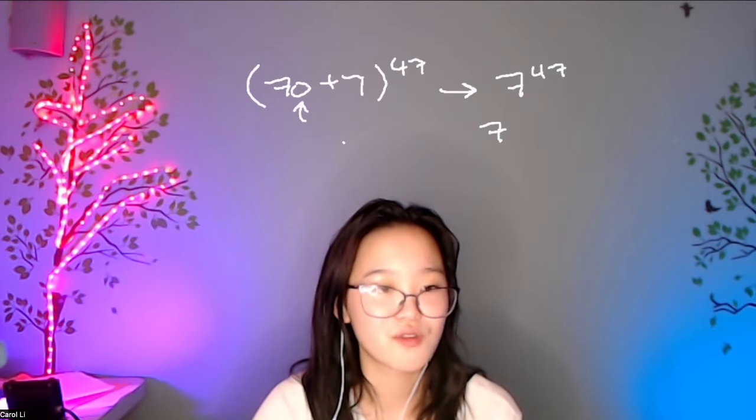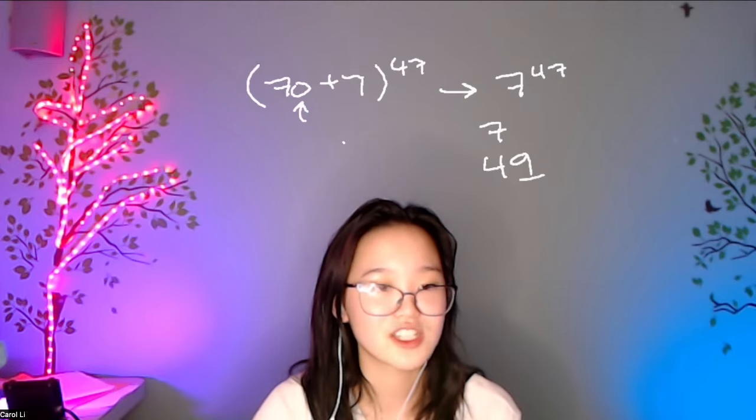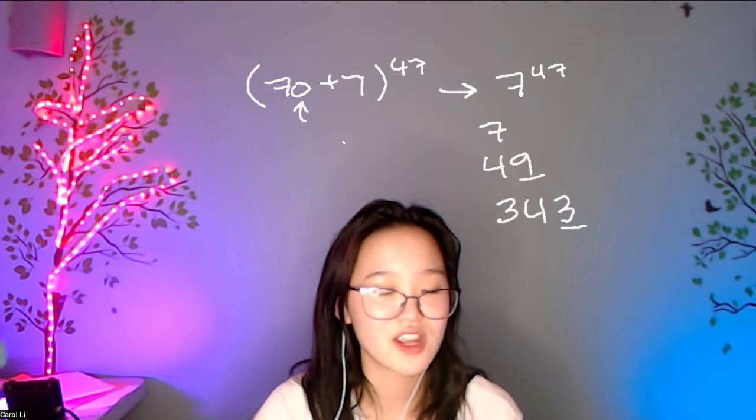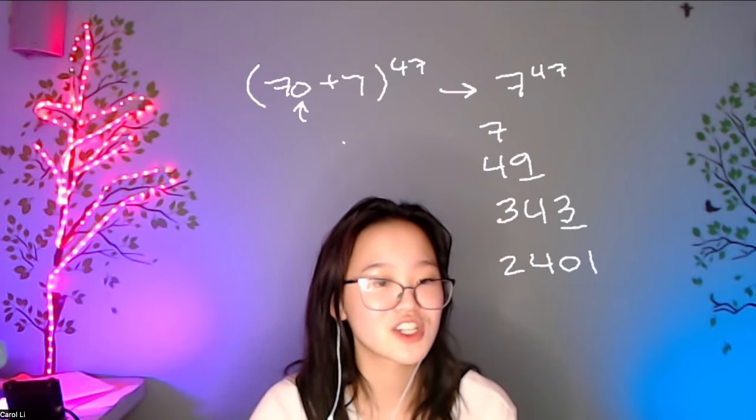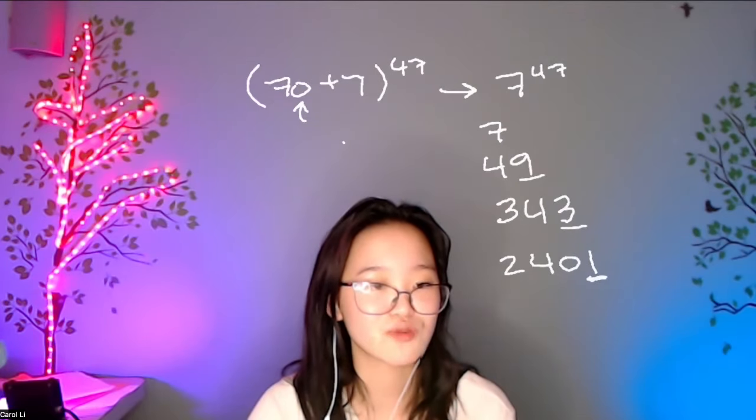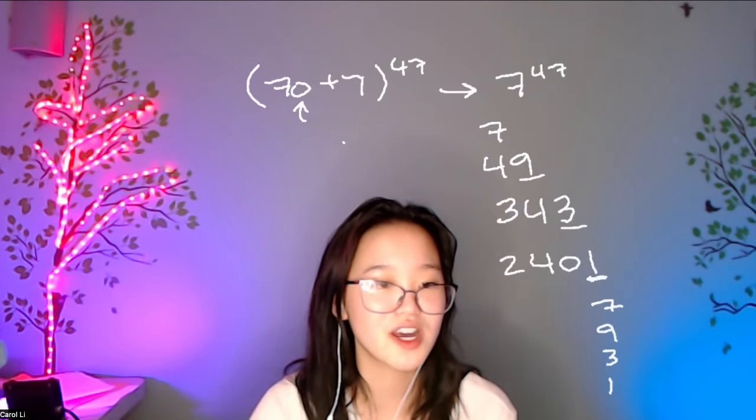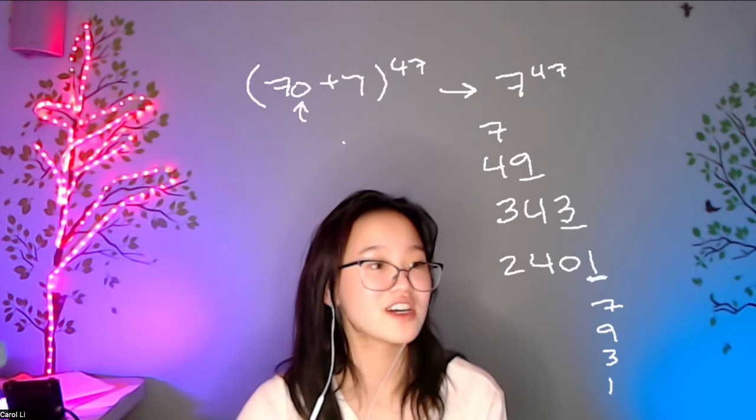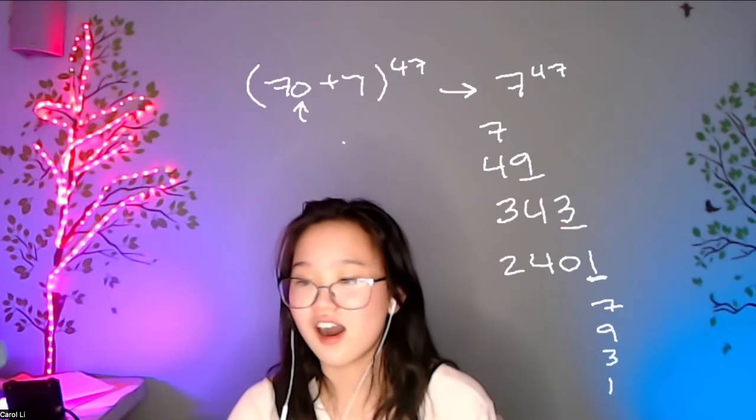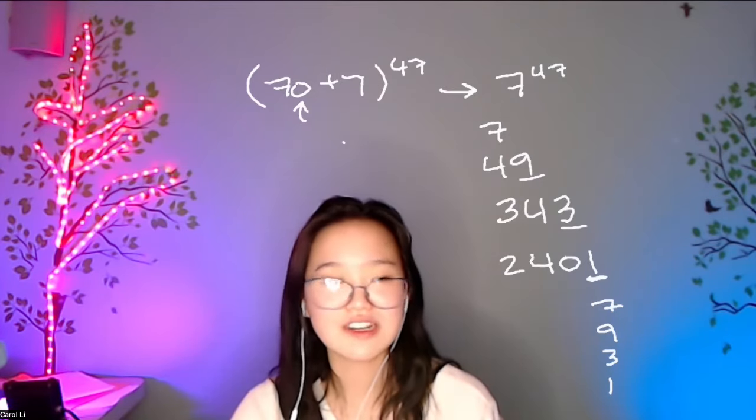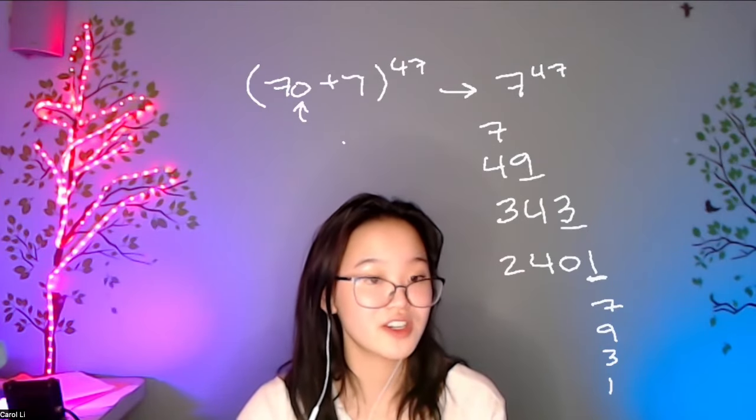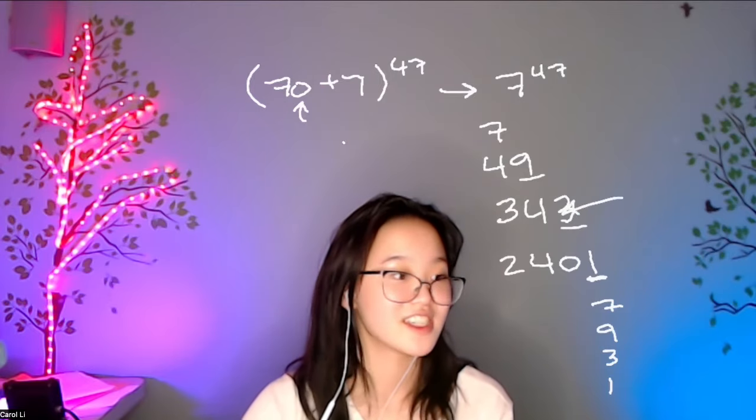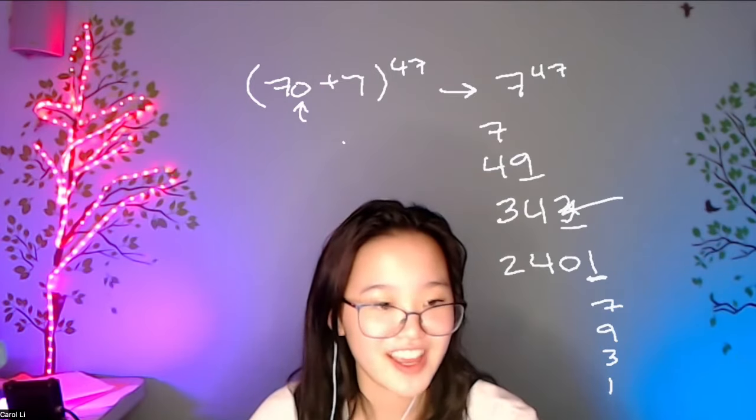So 7, then 49, so the last digit is 9. Then when you multiply again, 343, the last digit is 3. And then I think it's 2401, something like that, but the last digit should be a 1. And then it just repeats 7, 9, 3, 1. It repeats every 4. So when you try 47, that's 3 mod 4, so you would take the third in the cycle, and that would be 3. The answer is 3.